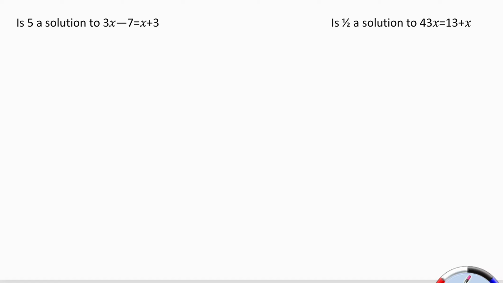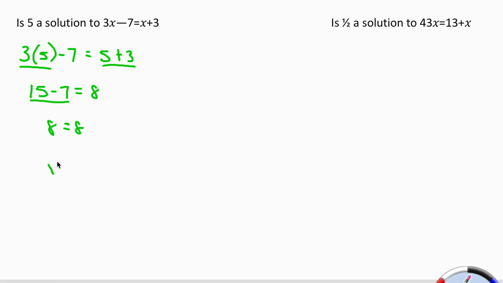Okay, so is 5 a solution to this equation? Well, let's plug 5 in everywhere there's an x and just see if both sides wind up being the exact same thing. I just changed that to a 5 and that to a 5. Everything else stayed the same. So 3 times 5 is 15. Now I'm just going to do my math on each side. 5 plus 3 is 8. Oh yeah, 15 minus 7 is 8. Yes.